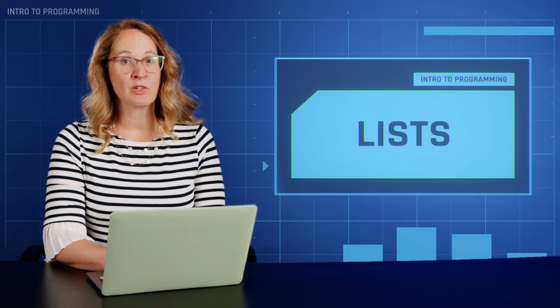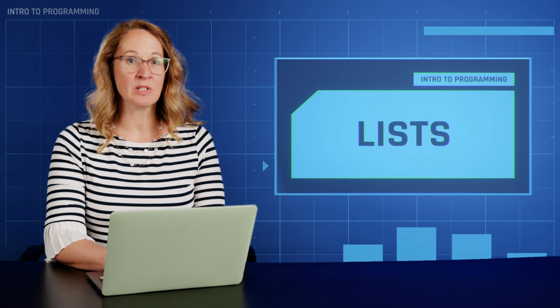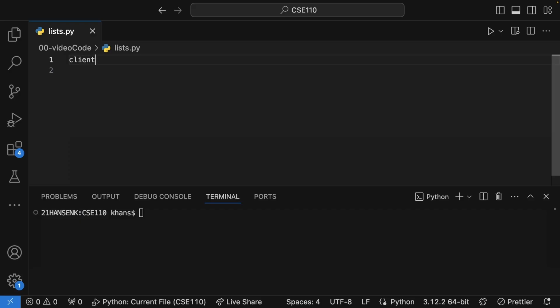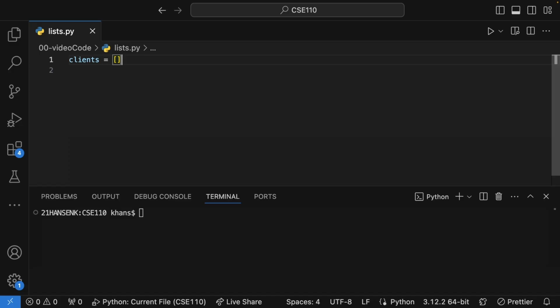In Python, we can create a list variable using square brackets. So if I wanted to keep track of my clients, I could create a new list variable like this. Simply with square brackets after the assignment operator. This creates an empty list. But if I wanted to start the list with some initial values, I could add them right into the square brackets separated by commas. So I could write this instead.